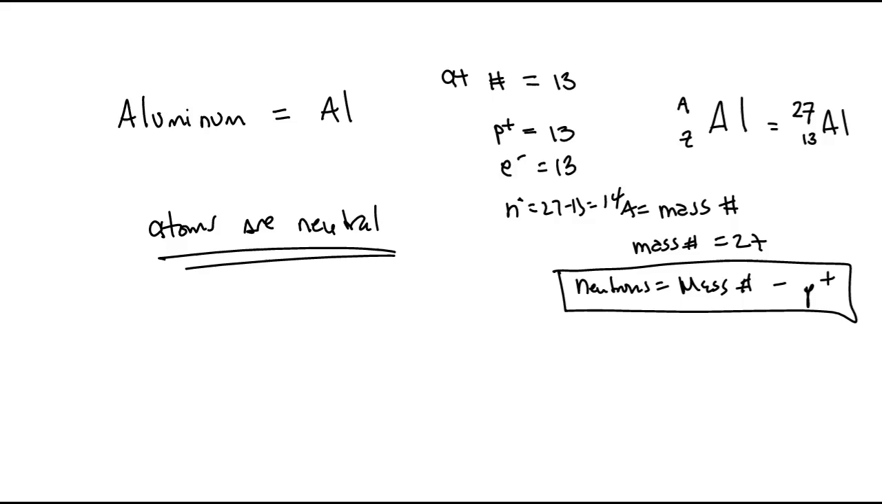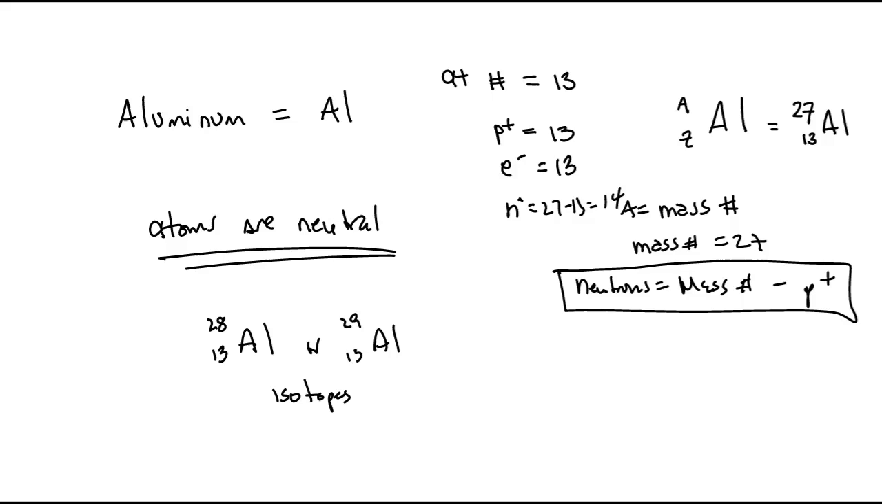Now, I could also have aluminum 28, 13 or aluminum 29, 13. That means that those two at the bottom, those are isotopes, because the mass is changing, which also tells you that the number of neutrons is changing.